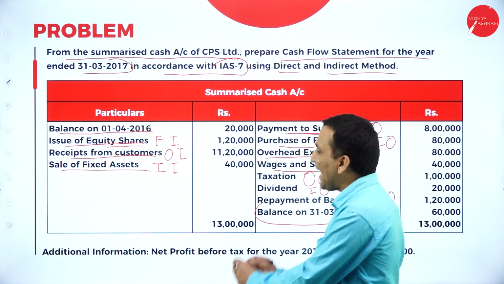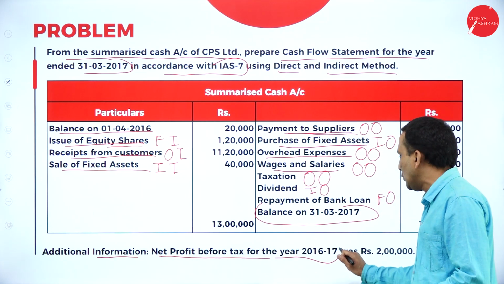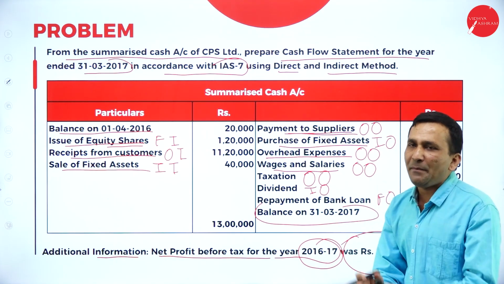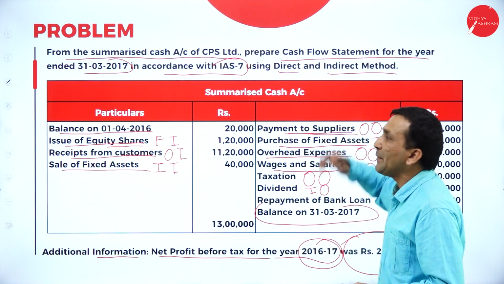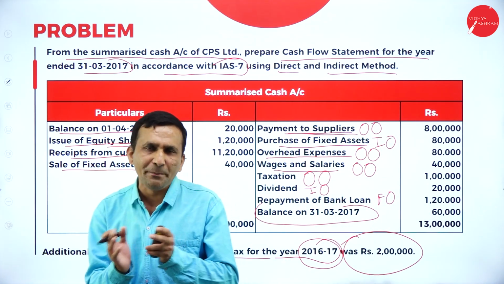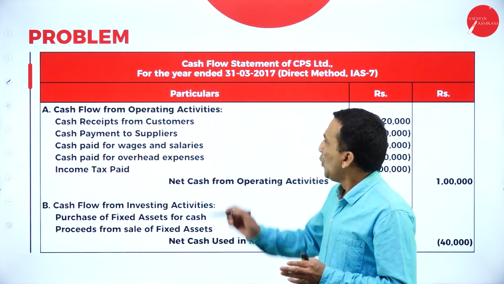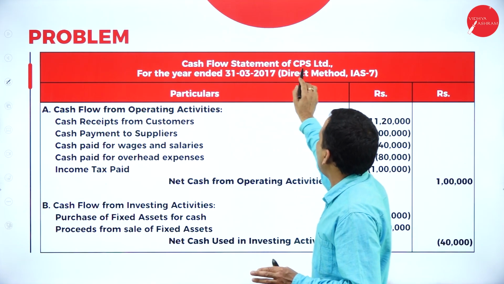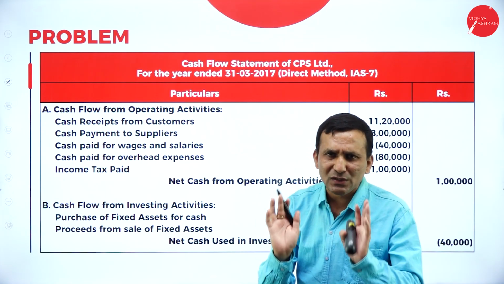There is additional information given. Net profit before tax for the year ended 2016-17 was rupees 2 lakhs, which comes under the indirect method. In the direct method it won't come. You will get more clarity when you watch the previous session. And now there is a solution. What you need to do: we need to write the title using which method. So, cash flow statement of CPS Limited for the year ended 31st March 2017.